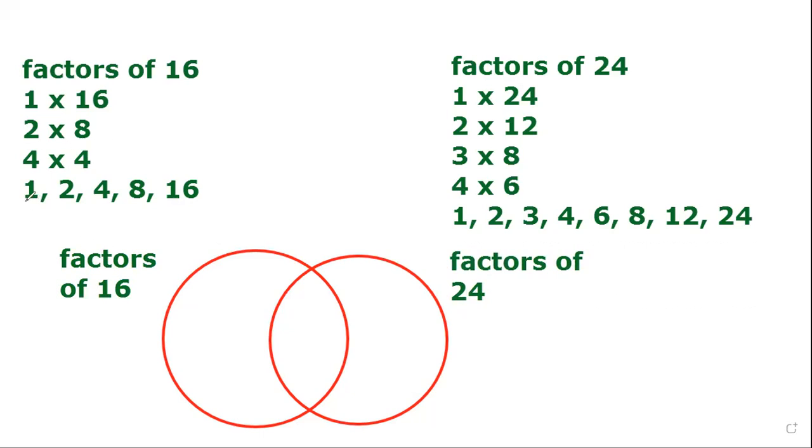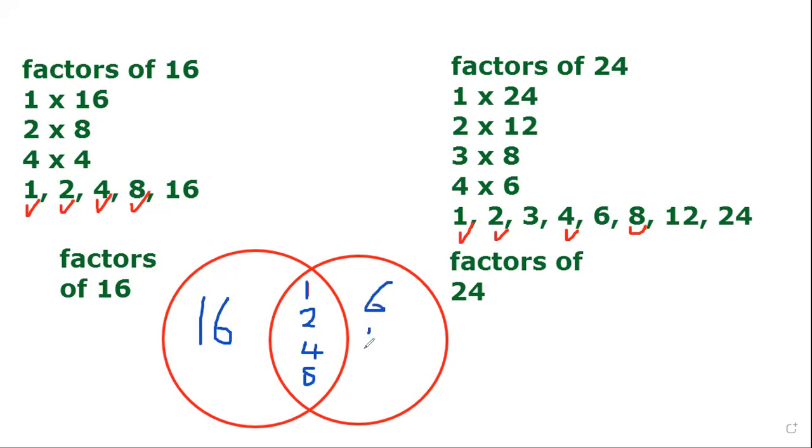So we have 1, 2, 4, and 8. So let's check: 1, 2, 4, and 8. Now we will write in the middle all the factors that we have ticked on both sides. I'll change the color to blue: 1, 2, 4, and 8. Now, which ones are not written in the factors of 16? We are going to write them over here. And what is not written in the factors of 24?